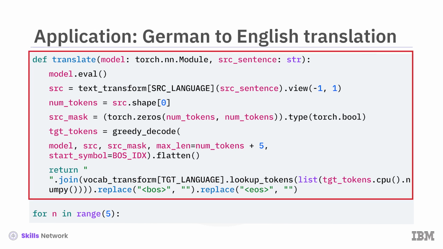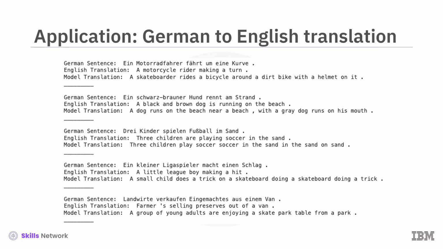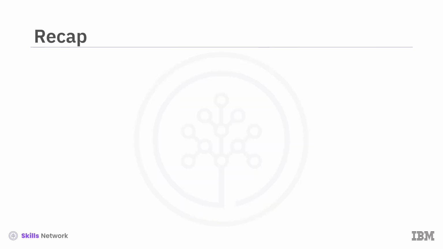Here, you have a function called translate. It takes your model and a source sentence and gives back the translated sentence. In the loop, you can draw sentences from your dataset and print the original German sentence alongside its ground truth English translation and the model's translation. Since the primitive model was used, you can see that the model translation is very similar to the actual English translation. Let's now recap what you learned.